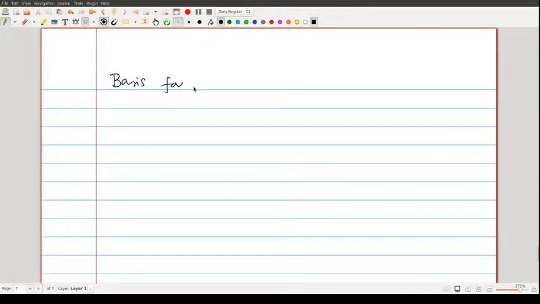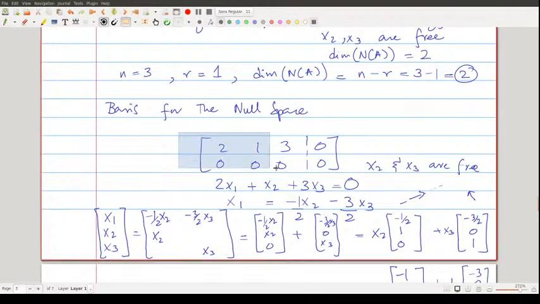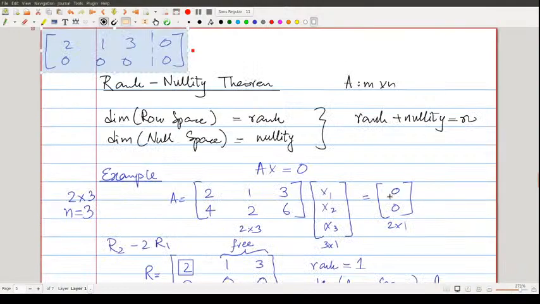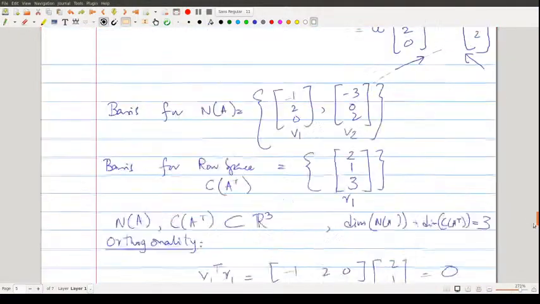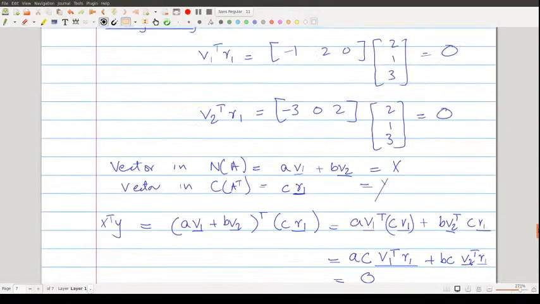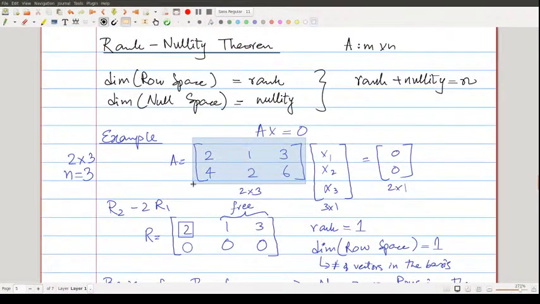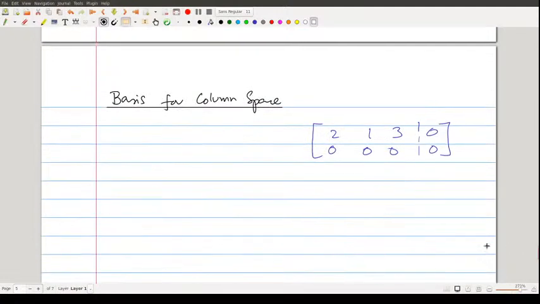The basis for the column space is particularly easy. We know that we can get the basis for the column space immediately from the eliminated matrix R. So here we go, this is the first one, and this is the original matrix. We discussed this in the last lecture: how do we identify a basis for the column space?